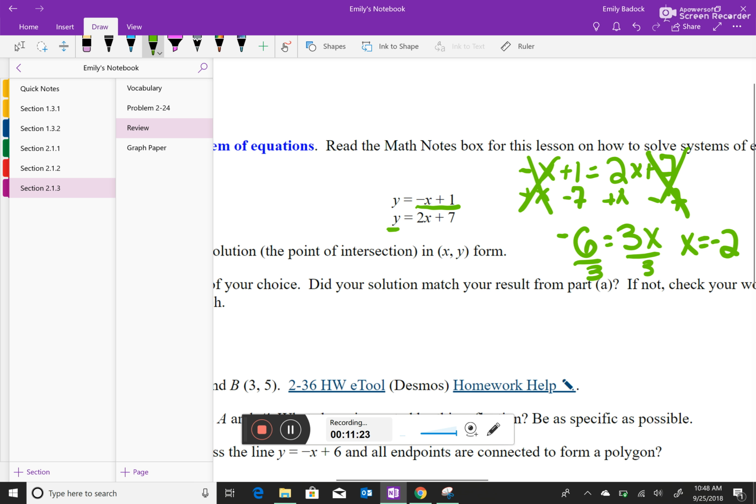Now all we have to do is go back to our original equation and see if it's still going to work. So I don't really like negatives, so I'm going to plug it into this one. You can plug it into whichever one you want to, but I like plugging it back into 2x plus 7. So I have 2 times -2 is -4 plus 7, which means that y is equal to 3. So if x equals -2, y equals 3. Hey, that checks out. Moving on.